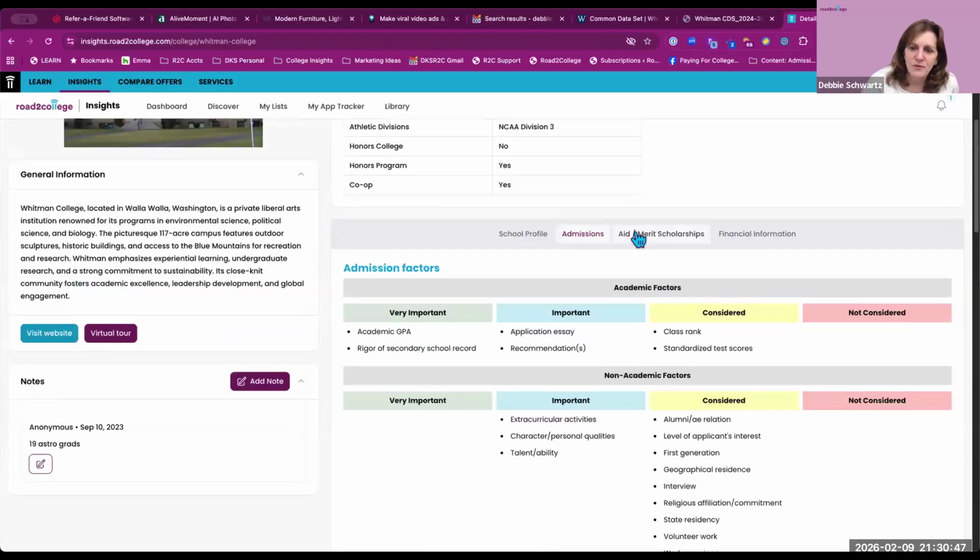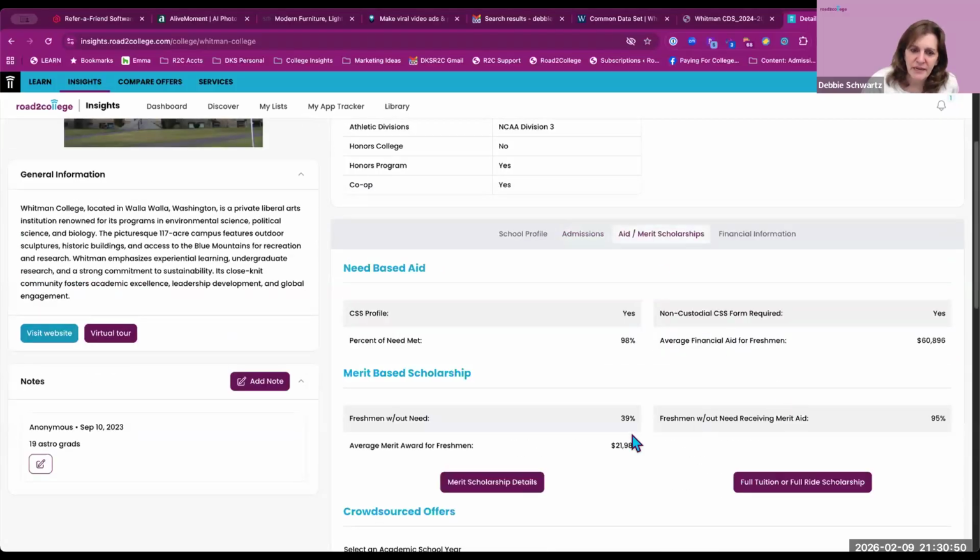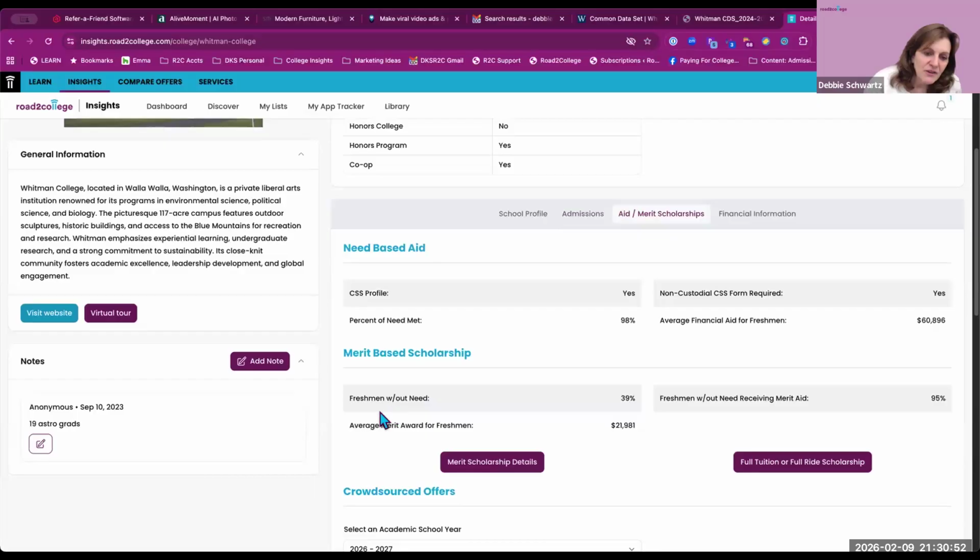But here's another piece of information which is interesting. This is where I said we did some of the math. So for freshmen that don't have need, so you don't have any need-based aid, 39% of those freshmen are also being offered merit scholarships. And on average, this is exactly the number we saw in the common data set, those freshmen are getting an average of just under $22,000 in merit.